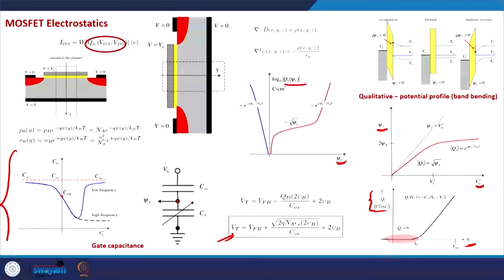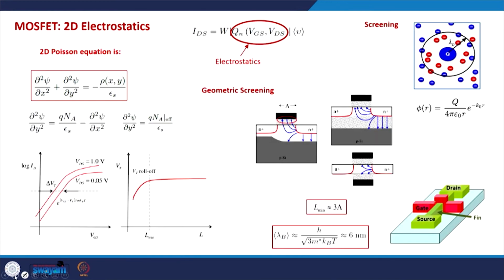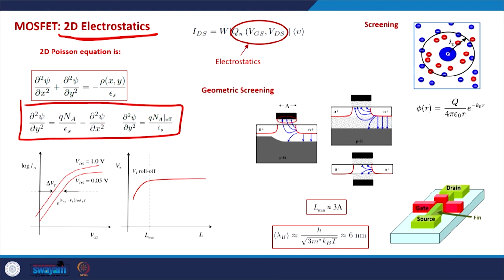We also delved into the idea of gate capacitance, which essentially has two components in series. One is the oxide capacitance and the second is the semiconductor capacitance. We discussed this both at low frequency and high frequency. Then we discussed this important consideration in MOSFET electrostatics, which is the 2D electrostatics, prominent in modern day nanoscale devices. And what we saw was that because of these 2D electrostatic effects, the threshold voltage is reduced or the gate control on the channel is reduced.